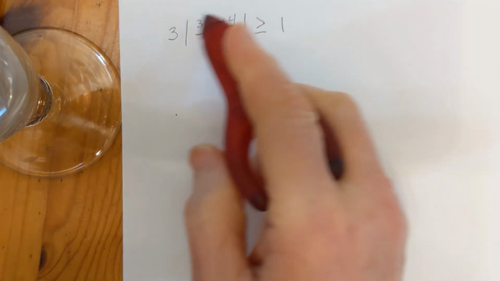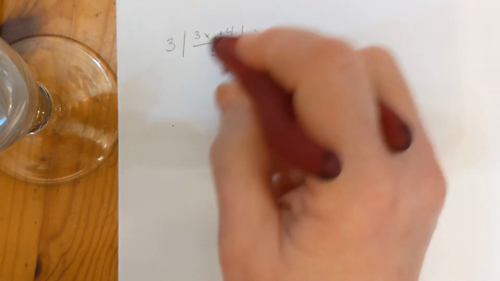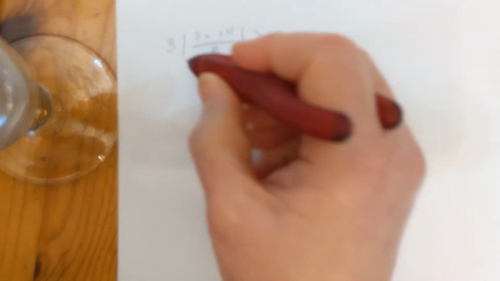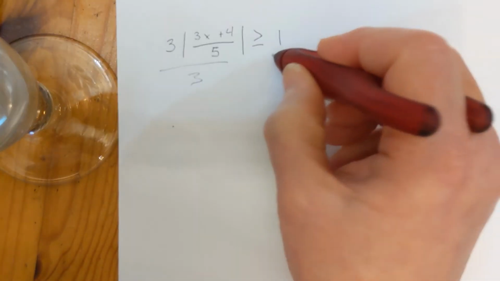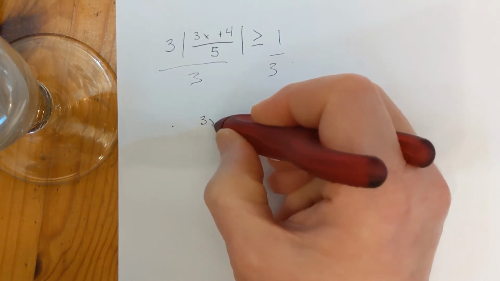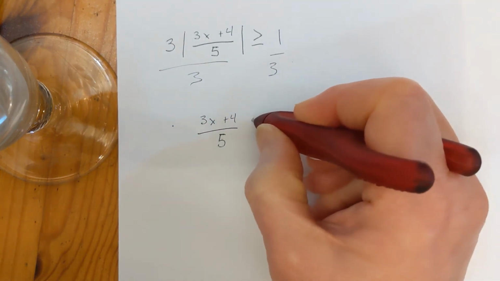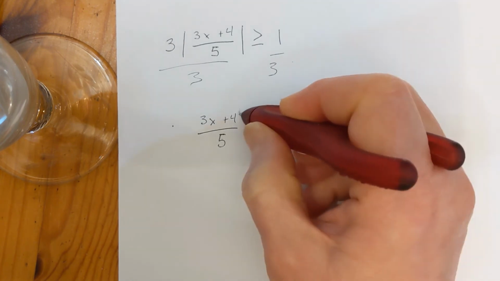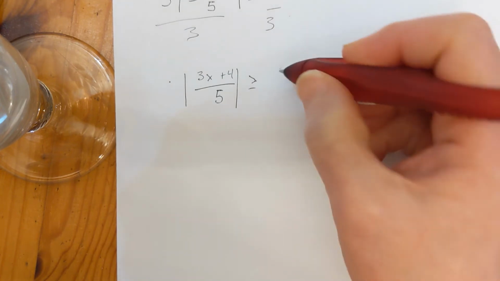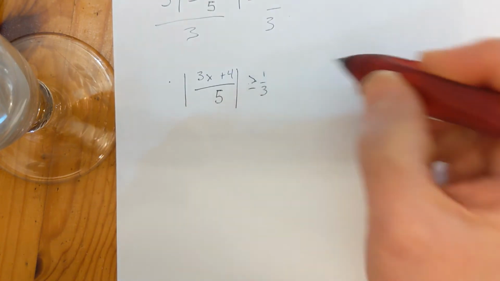So the first thing I need to do is isolate my absolute value. To isolate the absolute value, I note here it's being multiplied by 3, so I divide both sides by 3. This will give me the absolute value of 3x plus 4, all divided by 5, is greater than or equal to 1/3.